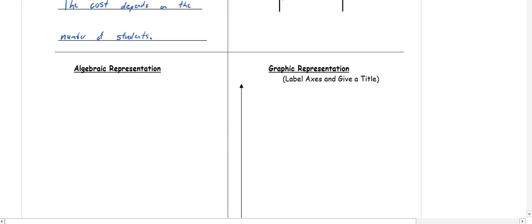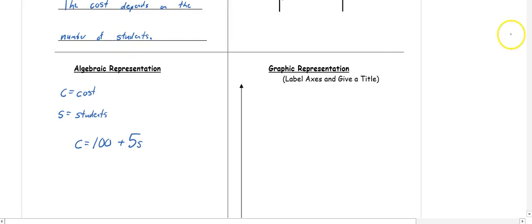Algebraic is writing the equations. Remember, we have two things here. We have cost and student. So we need to figure out what variables we're going to use for each. So I'm going to use C to represent cost. I'm going to use S to represent students. And I'm going to write an equation with them. So the cost, the dependent variable, is by itself. So cost is equal to $100 to set up the order plus 5 per student. So we're going to do 5S.